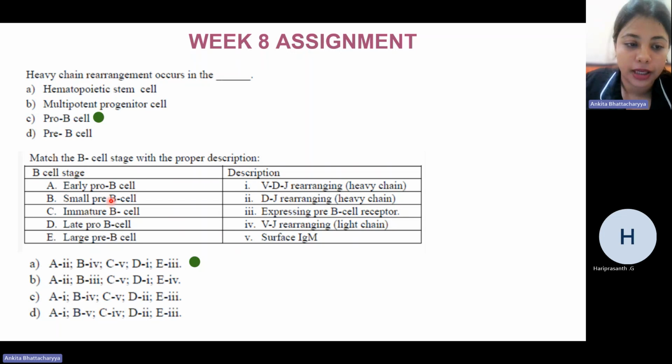So for option C, the correct option is 5. Option D obviously has only one option left here, which is for the late pro-B cell, and that is what we have already discussed. And finally, for option E, large pre-B cell, the correct option remains as expressing the pre-B cell receptor. So it is a precursor stage to the final immature B cell, and therefore that is the correct option. So with this, you can address this question.